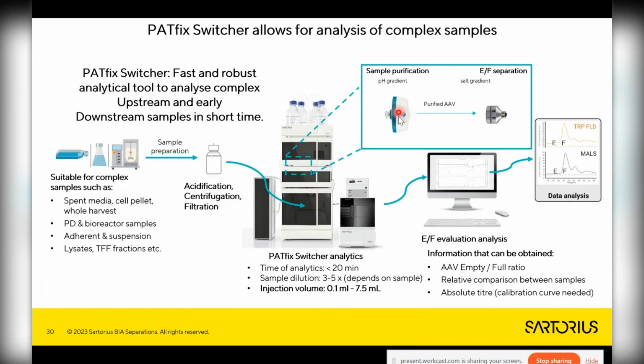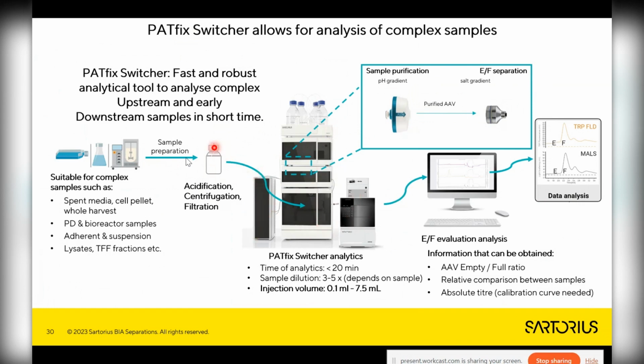And then with the pH gradient, we bring just the AAV to the second column where we can perform empty-full separation. And later on, we are also going to perform empty-full-partial-heavy separation. So our idea is to make this completely automated.